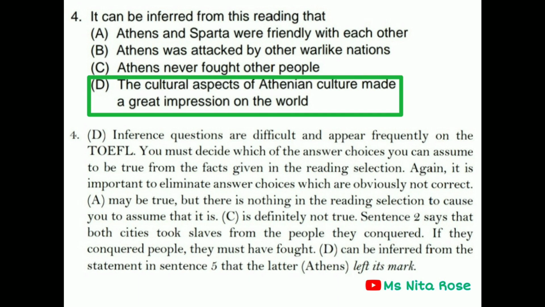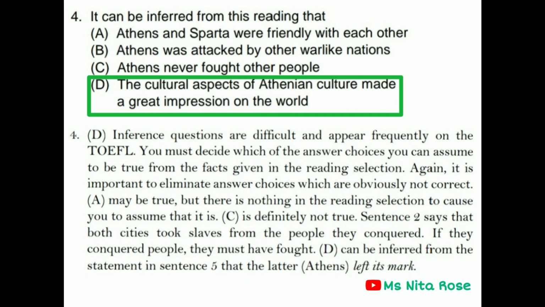Explanation. Inference questions are difficult and appear frequently on the TOEFL. You must decide which of the answer choices you can assume to be true from the facts given in the reading selection. Again, it is important to eliminate answer choices which are obviously not correct.